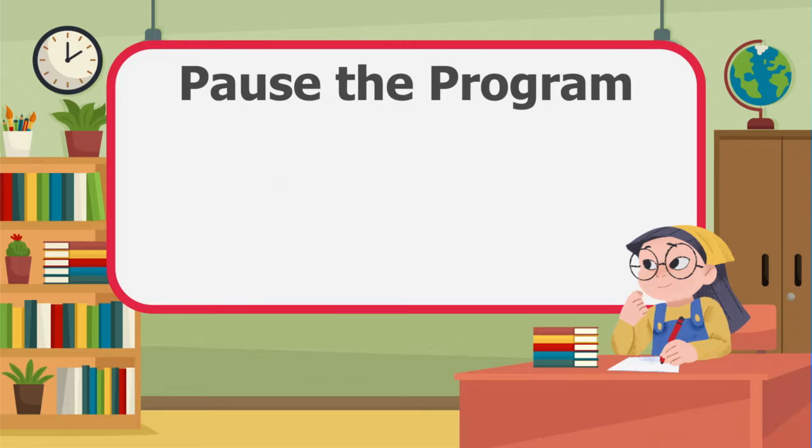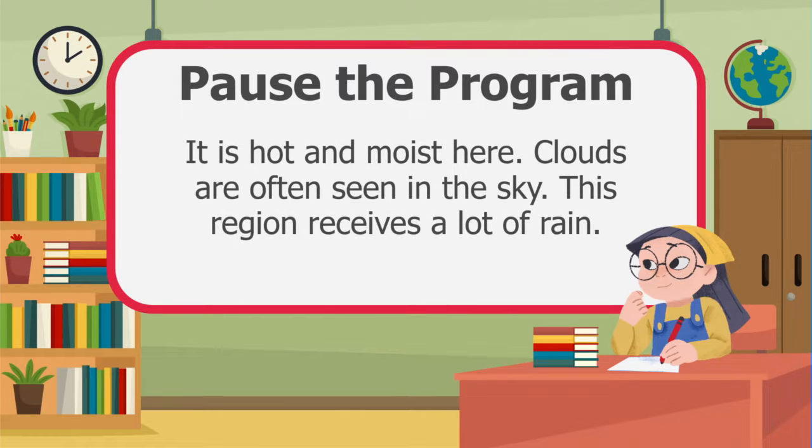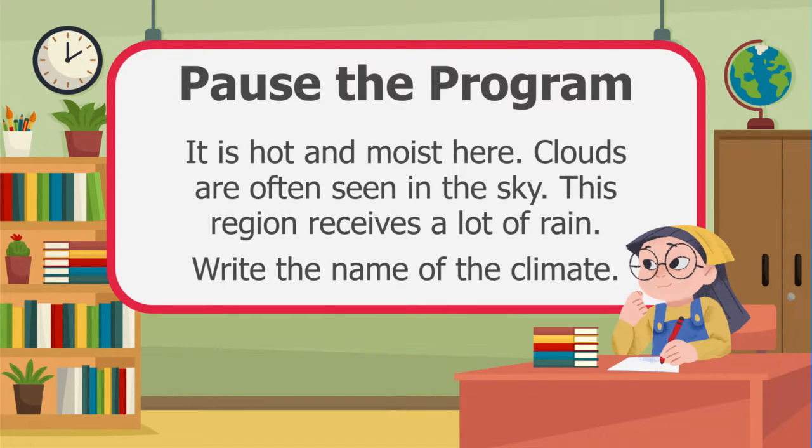Now, which region is hot and moist? In fact, clouds are often seen in the sky. This region receives a lot of rain each year. I want you to write down the name of the region on your whiteboard. The answer is the tropical rainforest region. If you wrote tropical rainforest or rainforest, you're right.